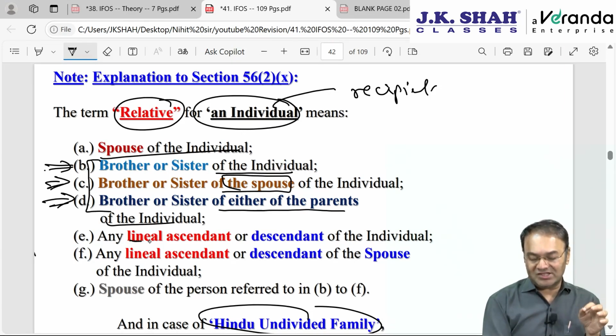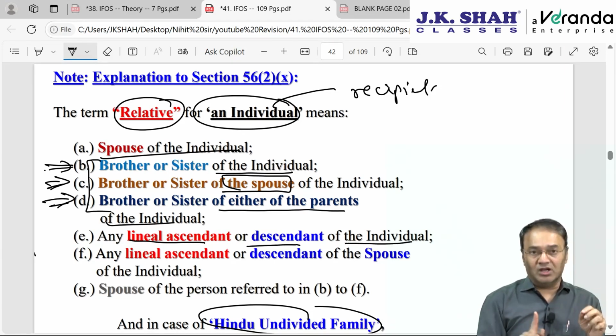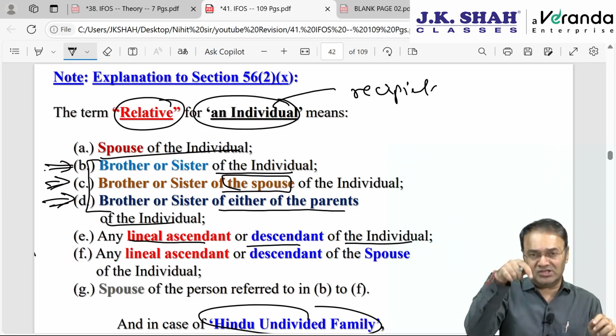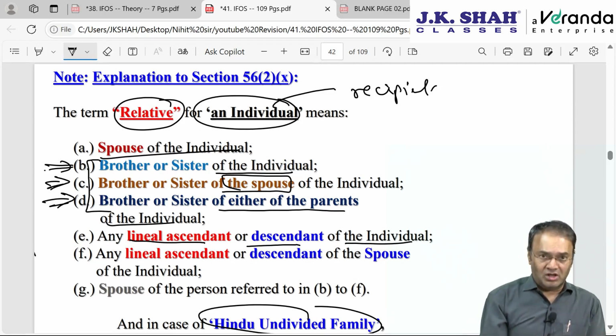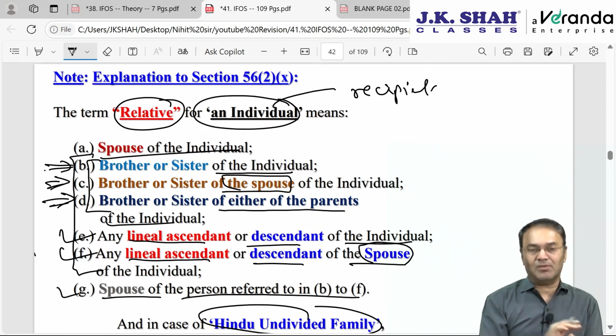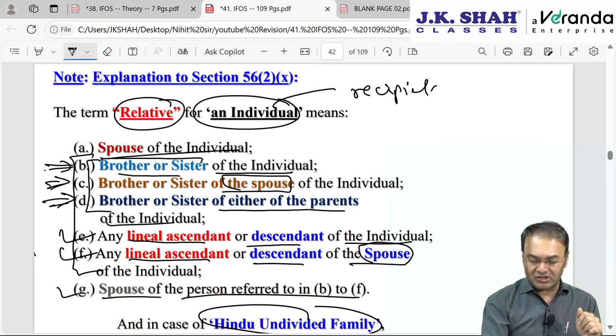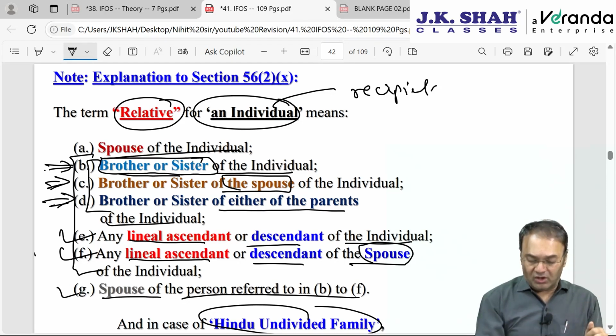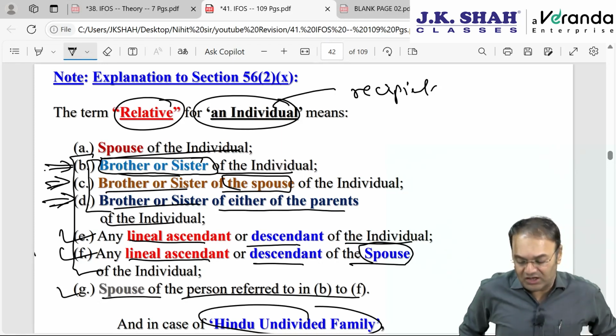Then any lineal ascendant or lineal descendant of the individual himself. Lineal means straight line. Lineal ascendant means father, grandfather, great grandfather. Lineal descendant means son, grandson, great grandson, or daughter, granddaughter, great granddaughter. Or lineal ascendant or descendant of the spouse of the individual, and last, the spouse of any of the above, that is, spouse of persons covered by the earlier points. Understand who all are not covered. Cousins are not covered. Brother, sister means real brother, sister and not cousins. All types of brothers, sisters are covered, but not cousins. That is what you need to remember.